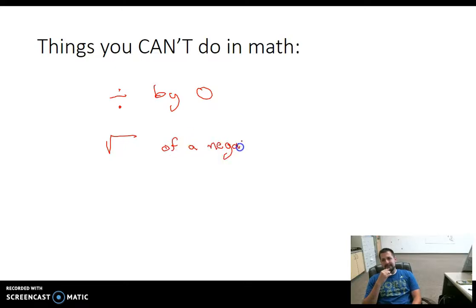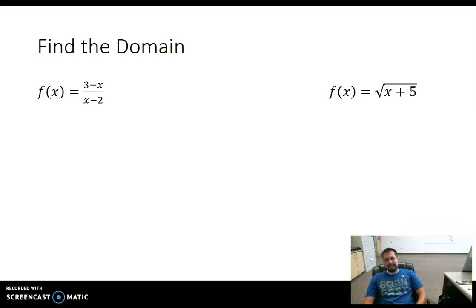If either of those situations pop up, I need to make sure that I don't use those numbers in my input. So I want to avoid those numbers when I'm talking about my domain. So for example, I've got this problem right here. I've got a function (3 - x) / (x - 2).